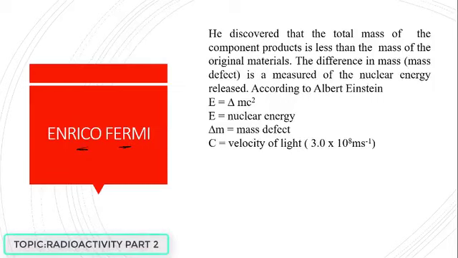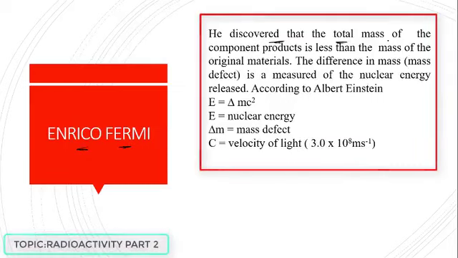Now, further on Enrico Fermi, he discovered that the total mass of the components produced is less than the mass of the original materials. So when this nuclear energy is released, new elements, new products are brought into existence, and the component products, the byproducts that are being released or produced, are less in mass than that of the original materials from which they came. The difference in this mass, which is called mass defect, is a measure of the nuclear energy that has been released.